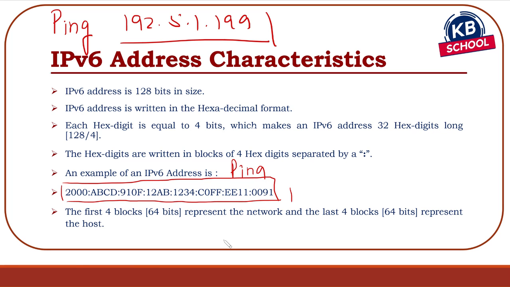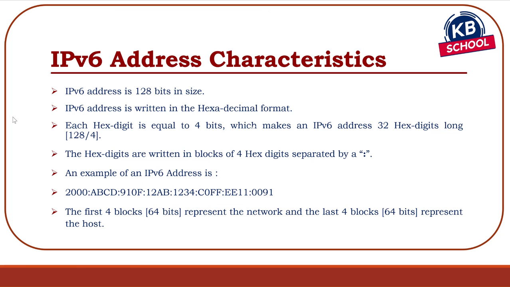DNS plays a big part over here. All right, so this is how I would ping it. But there are certain things that you can do to make it easier on yourself. Those are your shortcuts for writing the IPv6 address or configuring the IPv6 address. And that's the next thing that we're going to discuss over here. So how do I write or configure this IPv6 address?